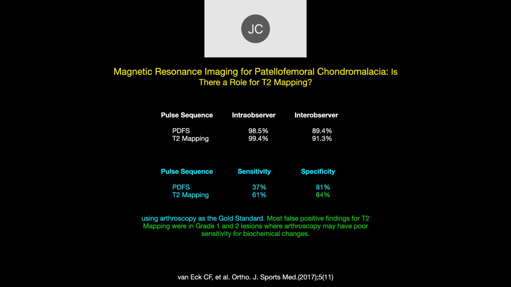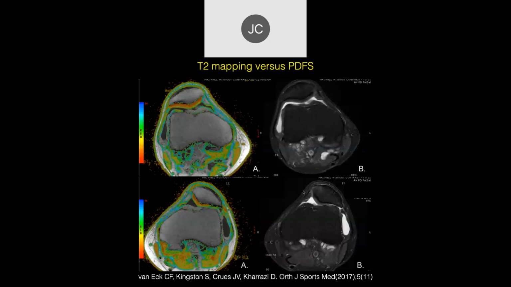The specificity of T2 mapping was less than with PD fat sat, but most false positives, which show up in the specificity for T2 mapping, were grade 1 and 2 lesions, where arthroscopy may have a very poor sensitivity for picking up these early, strictly biochemical changes. So you would expect T2 mapping to not really have a great specificity compared to arthroscopy when you're looking at biochemistry.